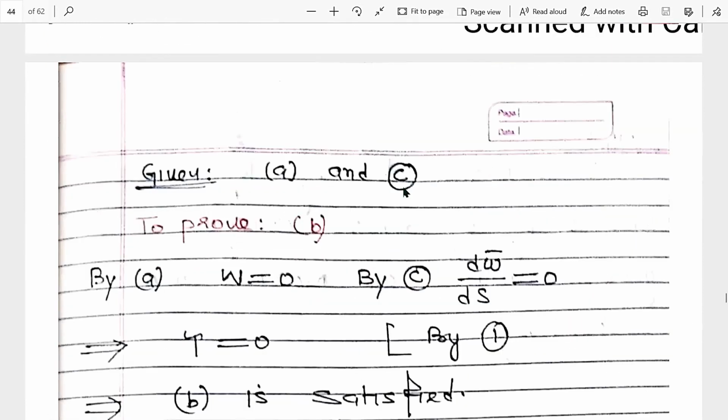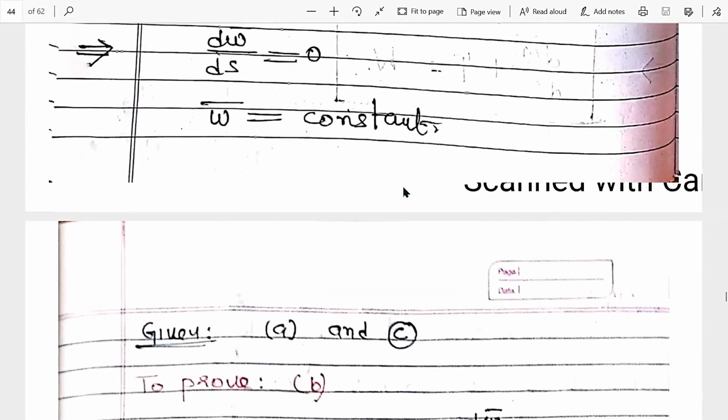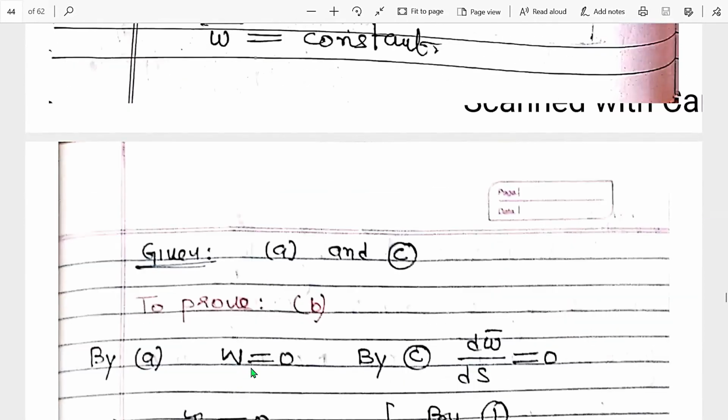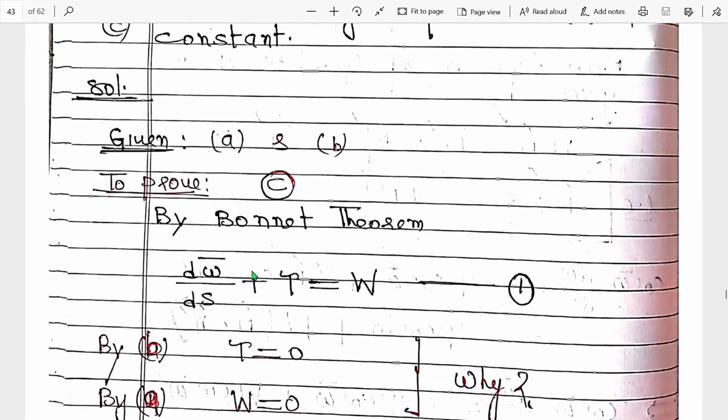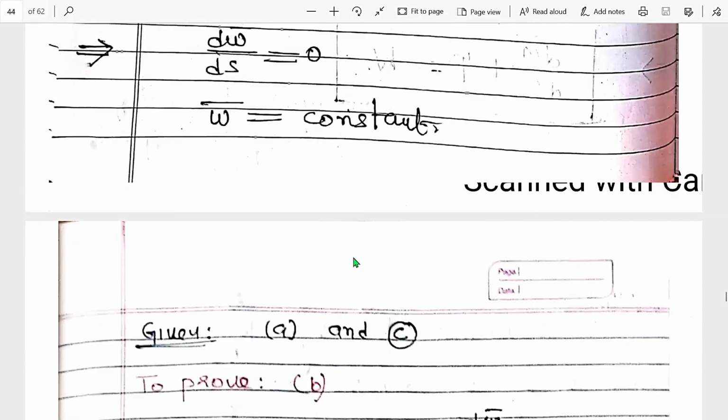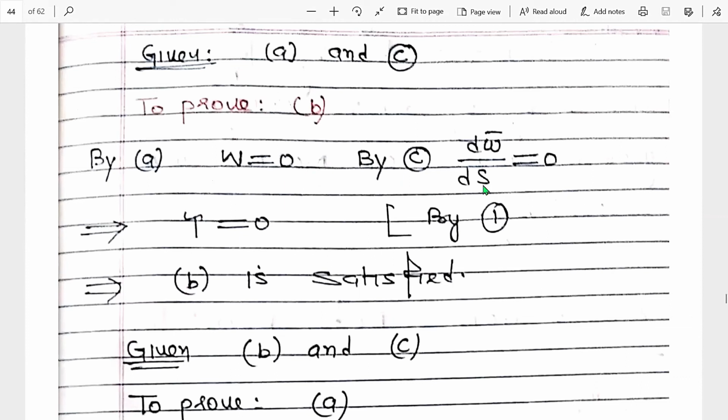Now in the second part, A and C are given. A means capital W is equal to 0, and C means small w bar is constant, so its derivative is 0. So these two terms are 0. If these two terms are 0, then it implies in this equation that tau is equal to 0. That is our aim. Then part B is satisfied.